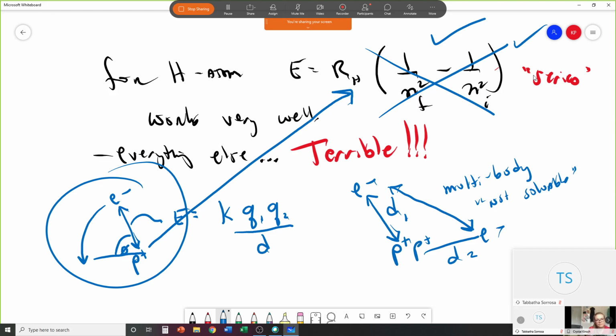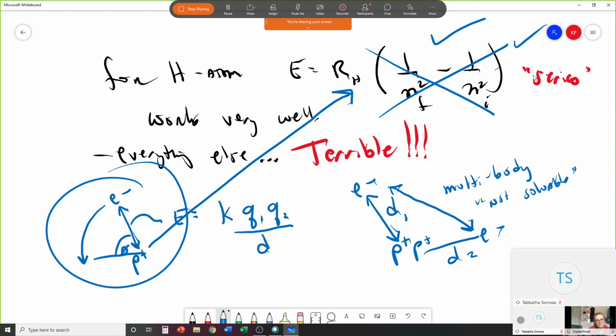So you still need to spend some time doing a couple of these calculations with the Rydbergs in the textbook. There are some example problems, just so you can convince yourself that it does work and that you can get very precise answers for hydrogen atoms.